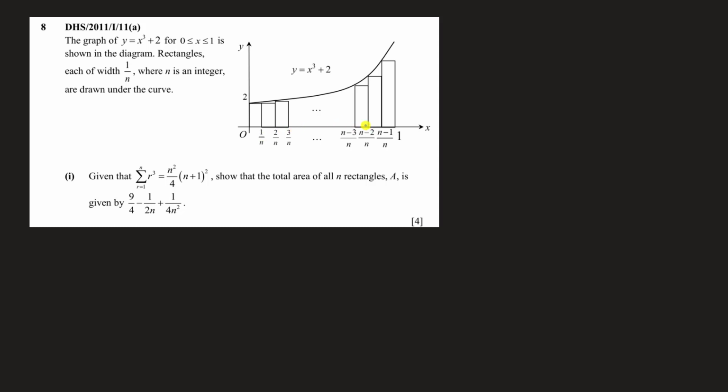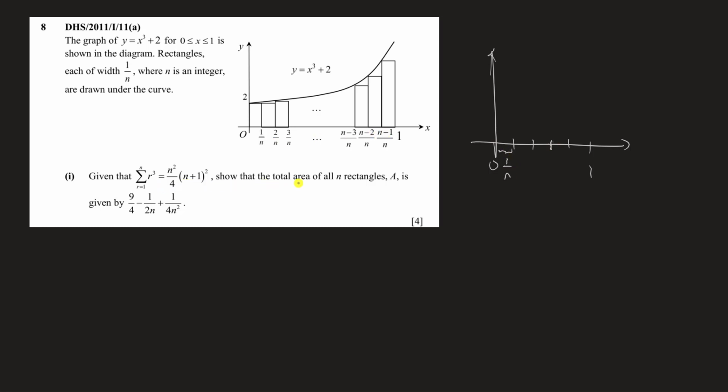Now why 1 over n is because we are going from 0 all the way to 1 and there are n rectangles. So of course the width, if let's say I split into 5 rectangles from 0 to 1, of course the length of each one is 1 over 5, right? So now this time round, we don't know that it's 5, we only know that it's n. There are n rectangles. It's a general formula, that's why we have to use n. The width is 1 over n this time. We don't know how many rectangles there are.